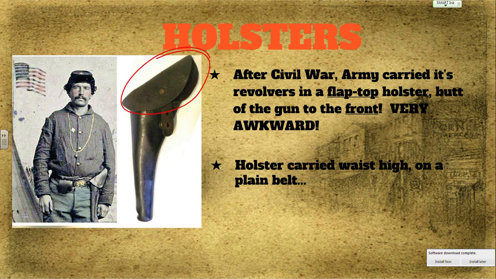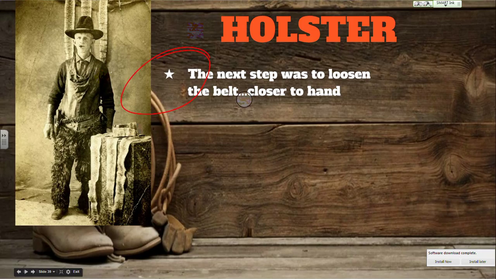So the first thing that they did is they loosened their belt so that it was closer to the shooting hand. Instead of being at the waist, we'd have it down here, right where my hand sits, so that I can pick up that gun and shoot. You see that here? This is down. See the belt? It's down towards his hand. So it's quicker. He can grab it faster.